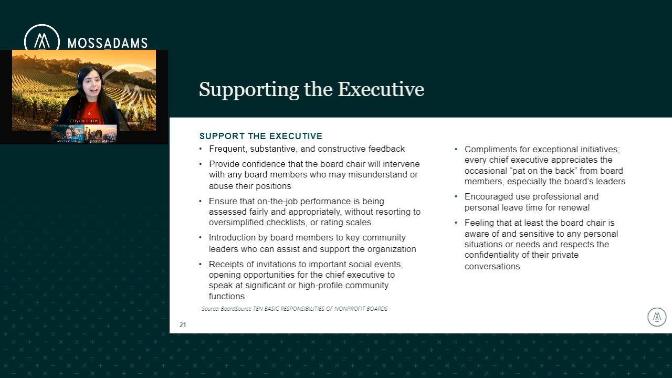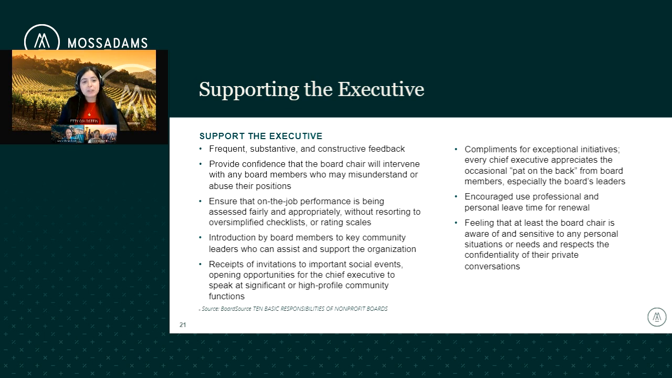So now that we have an executive officer, how do we support them from a board position? Some of these might seem pretty straightforward, but they are very important to establish that strong and healthy relationship. I previously mentioned one of the main actions to establish those strong relationships comes from frequent and honest communication. It is important to provide frequent feedback, which must be assessed fairly, and do not resort to oversimplified checklists or rating scales, and make sure to encourage and compliment exceptional initiatives. Everyone appreciates a boost of confidence when things are going well.